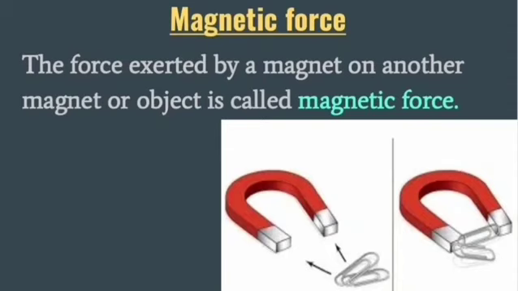Now see this picture. This picture shows a magnet and some iron pins placed near this magnet. When we place the iron pins near the magnet, the magnet attracts these iron pins. Now you can see there is not any contact between the magnet and the iron pins. Even then there is a force, which is exerted by the magnet on the pins.